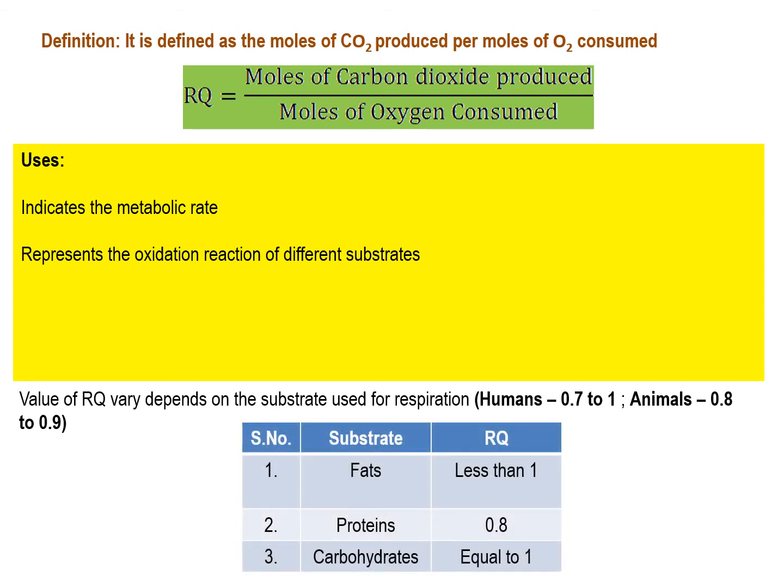This table will illustrate the RQ value of different substrates. For fat, the RQ value will be less than 1, and this RQ value for each type of fat may vary. Coming to the protein, the RQ value will be 0.8, and for carbohydrate it will be equal to 1.